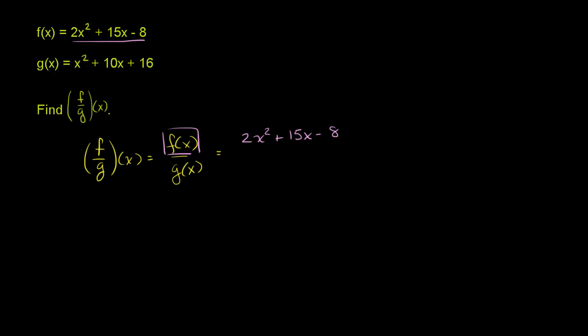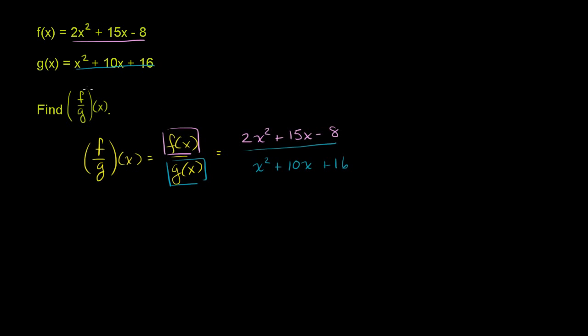And g of x, I will do in blue, is right over here. So this is all going to be over g of x, which is x squared plus 10x plus 16. And you could leave it this way, or you could actually try to simplify this a little bit. The easiest way to simplify this would be to see if we can factor the numerator and the denominator expressions into maybe simpler expressions, and maybe both the numerator and denominator are divisible by the same expression. So let's try to factor each of them.